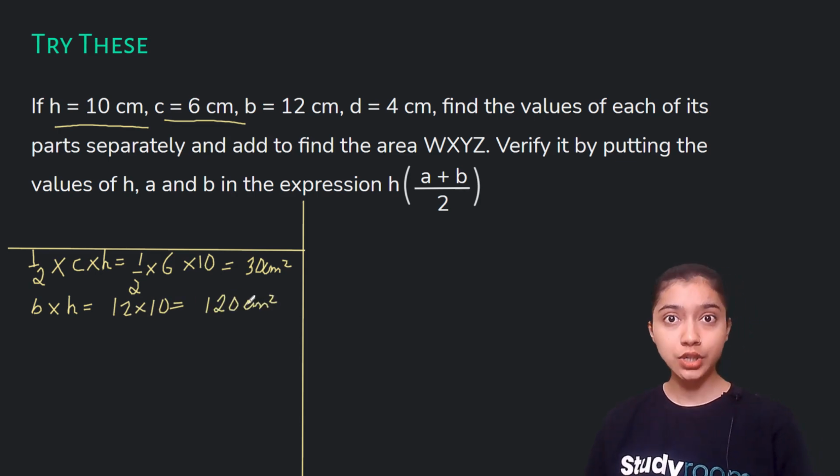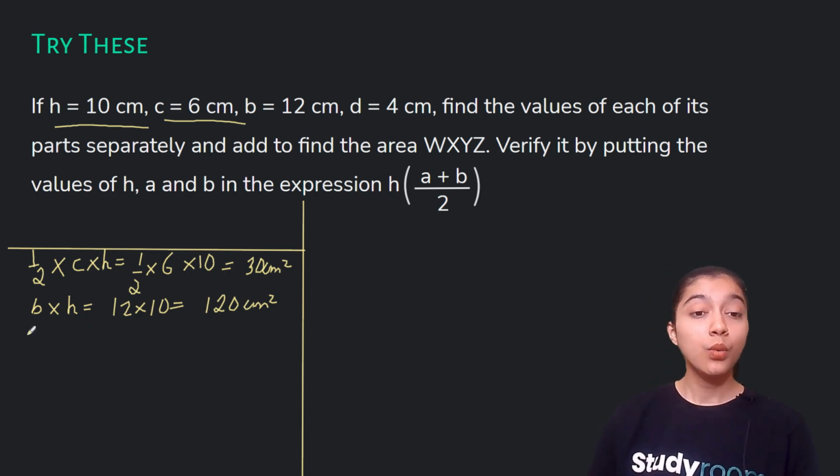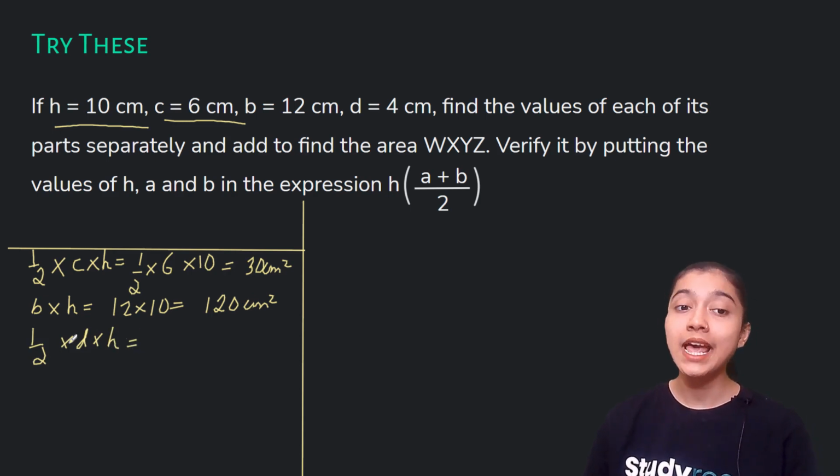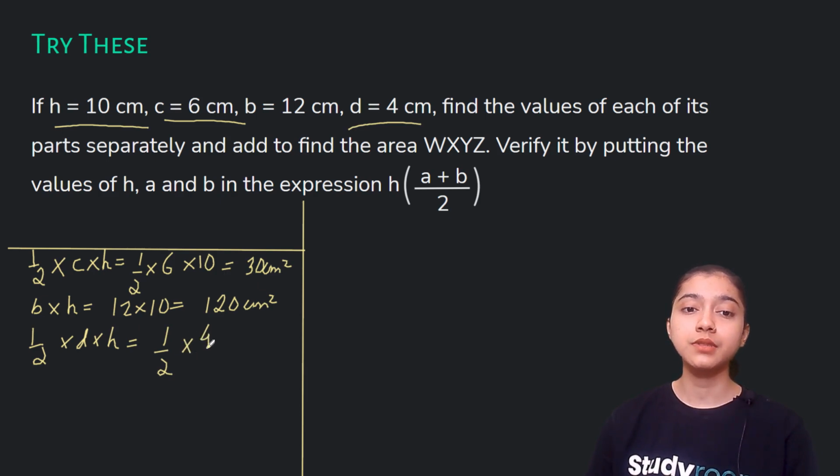The area of the third triangle within the trapezium was half into D into H. If you're not able to recall, just go back to the previous slide and see the dimensions in the figure. So this will give us half. The value of D in the question is 4 centimeters. So we'll be putting 4 centimeters multiplied by H, that is 10. So this gives us 2 into 10, that is 20 centimeters square.